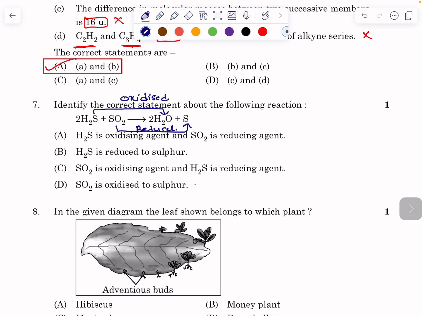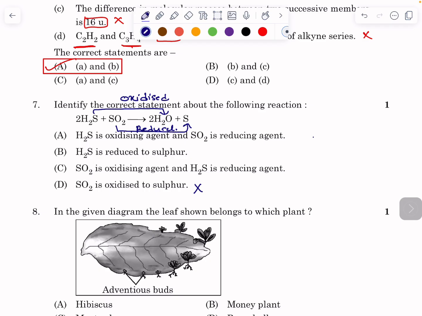Then here they have given, H2S is reduced to sulfur, SO2 is oxidized to sulfur. This is not correct. Why? Because SO2 is reduced to sulfur. The loss of oxygen is reduction, right?